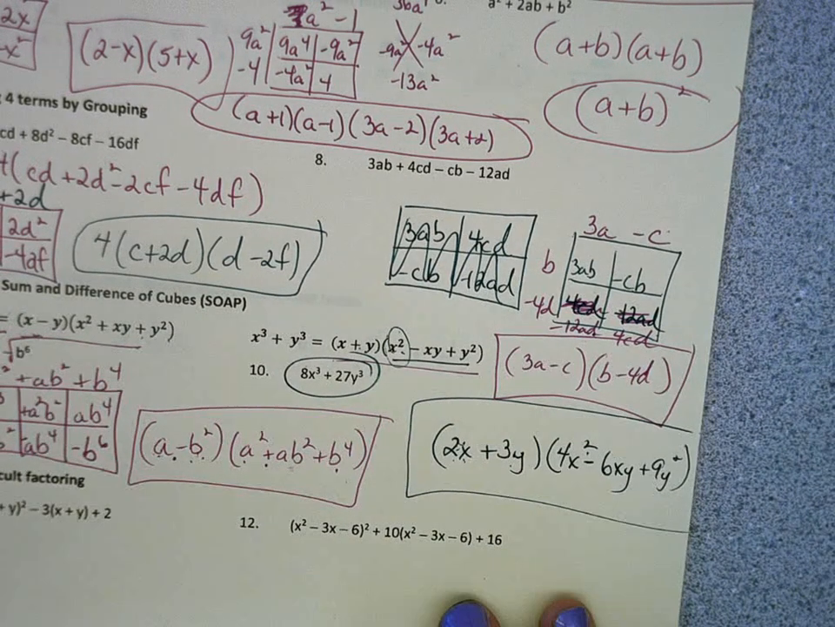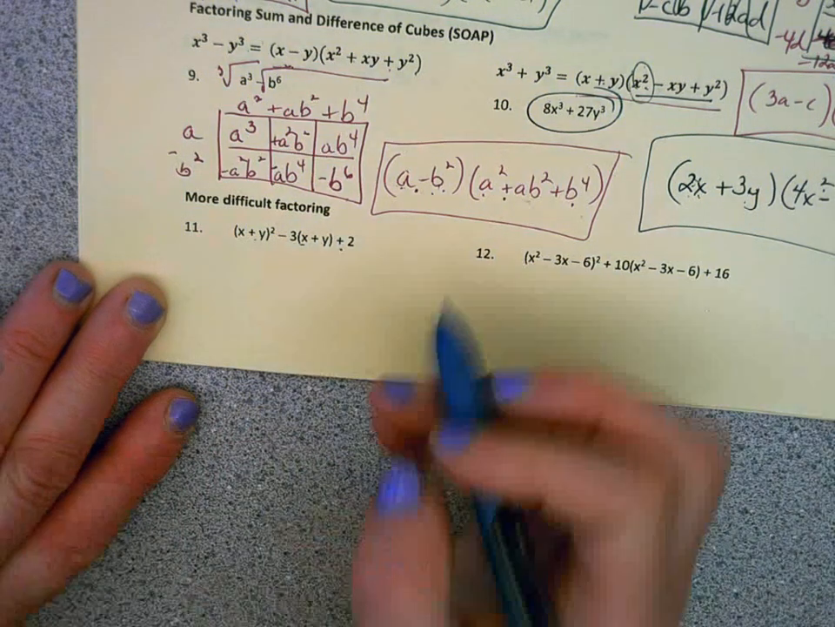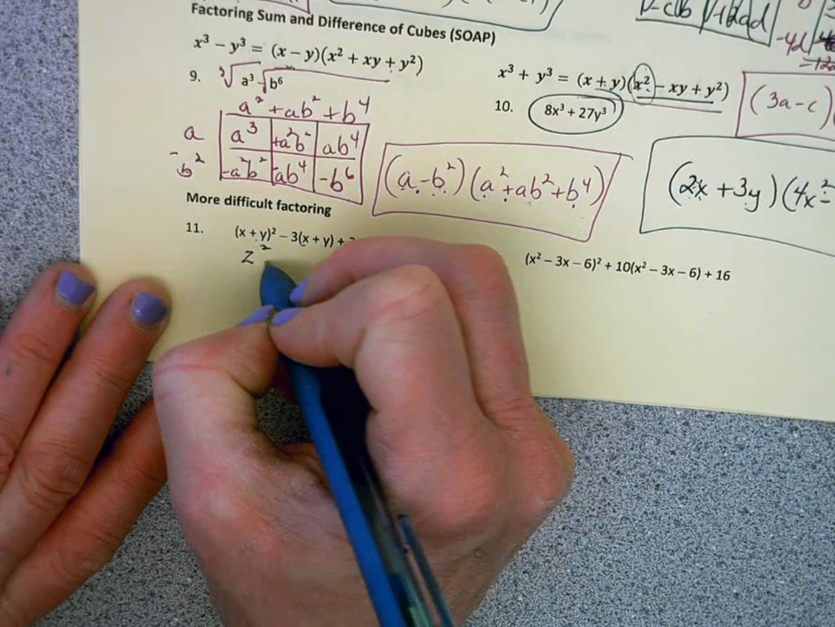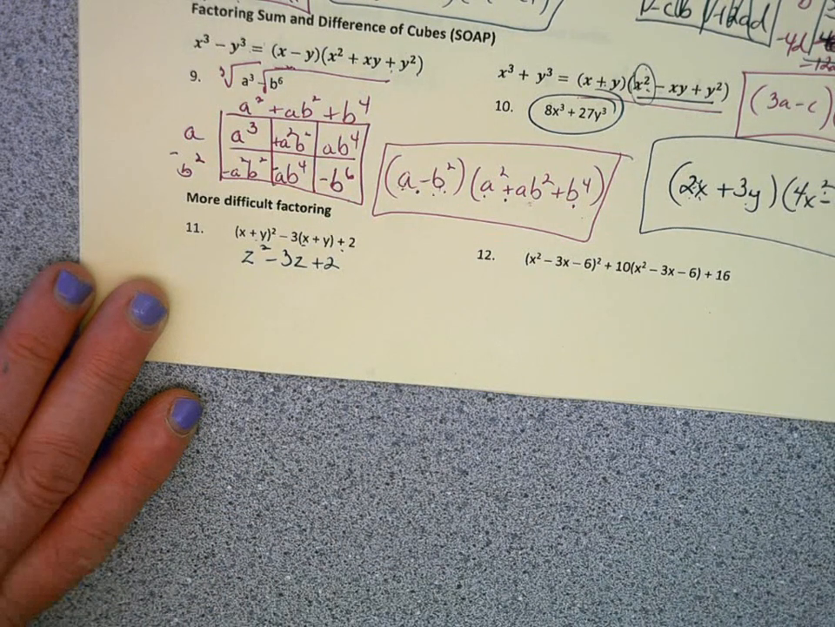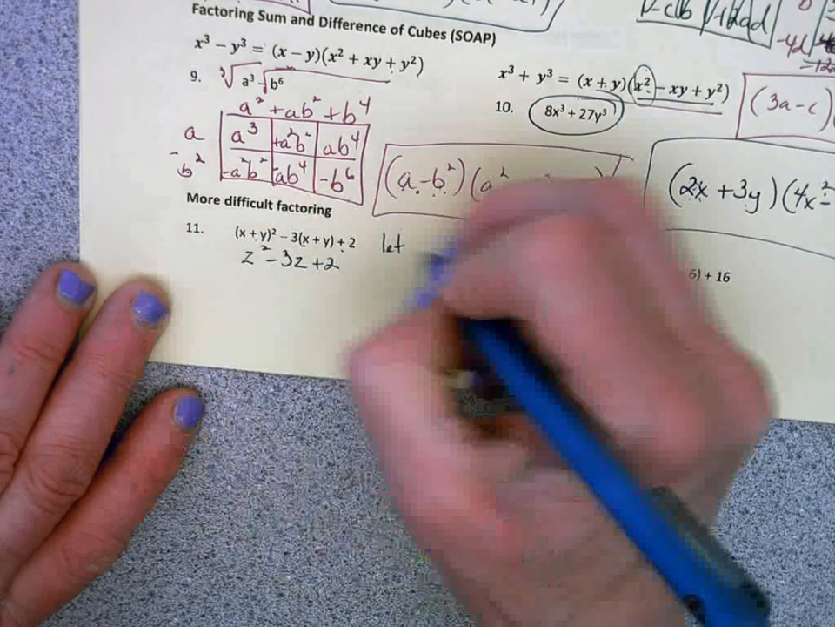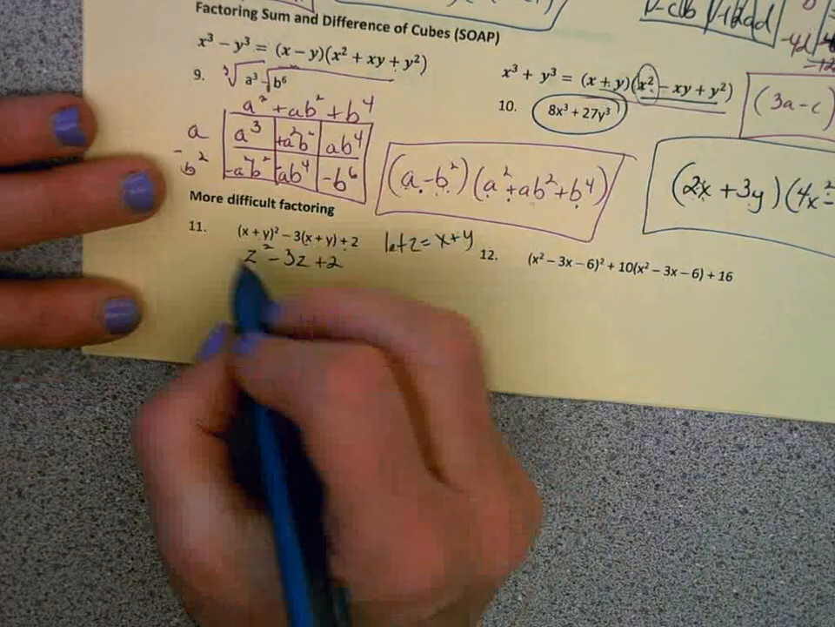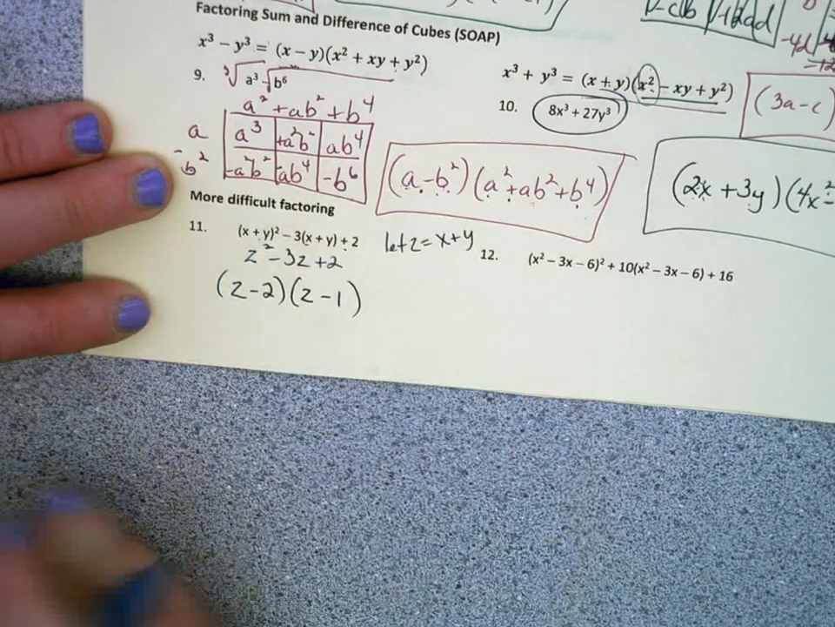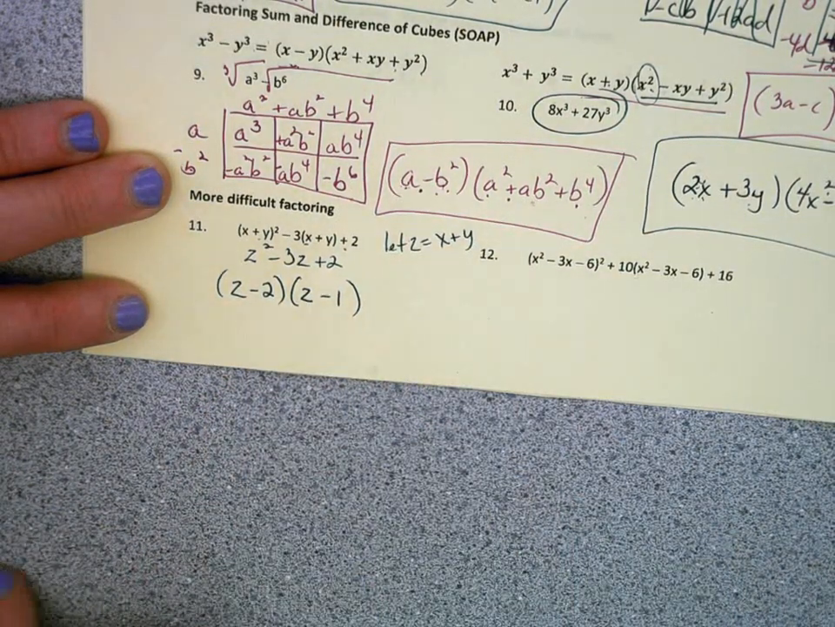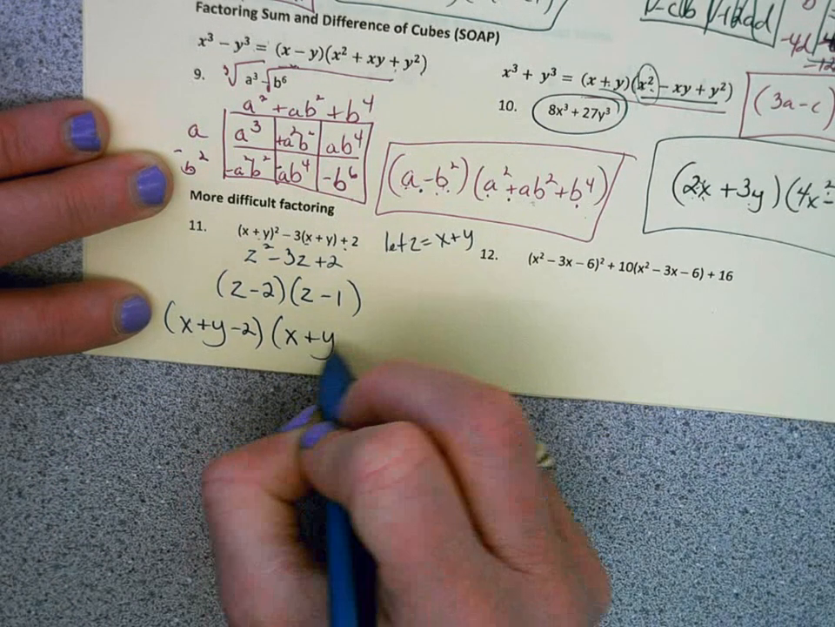Okay, last thing. More difficult factoring. I want you to see this is a trinomial. This is the same as saying z squared minus 3z plus 2. If you can factor that, you can factor that other one. So we're letting z represent x plus y. If I was factoring this, it would be z minus 2, z minus 1. I'm going to replace where the z was with x plus y. So the answer would be x plus y minus 2, x plus y minus 1.